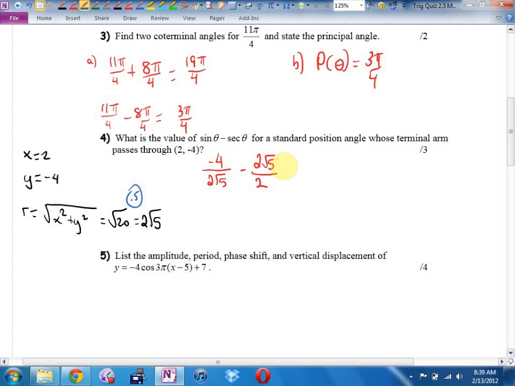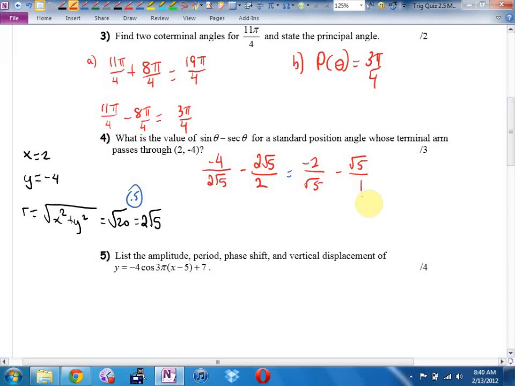Common denominator. Although, I think what I would do, I would choose to reduce these fractions first. I got a 4 on top, I got a 2 right here. This is really negative 2 over root 5, minus. I got a 2 on top and a 2 on the bottom. The 2's would cancel, root 5 over 1. Now, if you didn't do that, don't freak out. You can also reduce later.